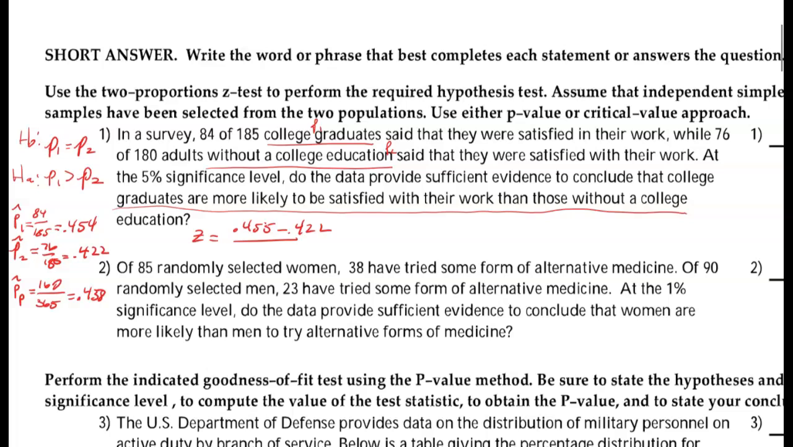Sorry, I wrote 0.454 minus 0.422 over. This is going to get messy, so it's 0.4381 minus 0.438. There's your p-hat, parenthesis 1 minus p-hat. This other one is a completely separate radical. We have 0.1 over, what is n sub 1? Go to p sub 1, it was 185. And then 1 over 180.